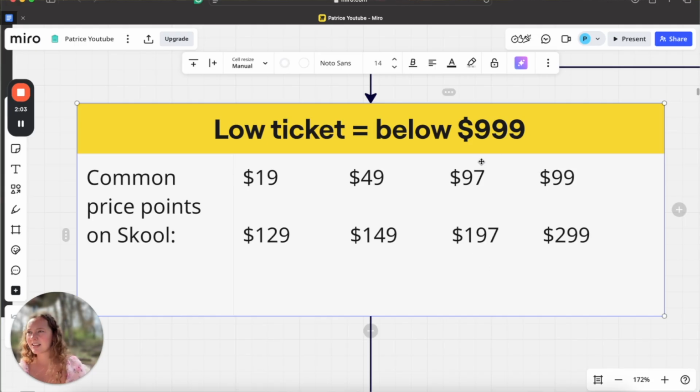Some people get fancy. They do like 97 instead of 99. That honestly makes no difference on Skool. People do not care. So maybe when you come to an offer like $9 versus $10, there's a little bit of pricing psychology there.